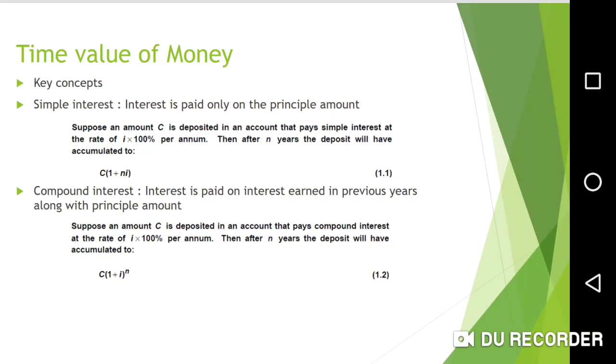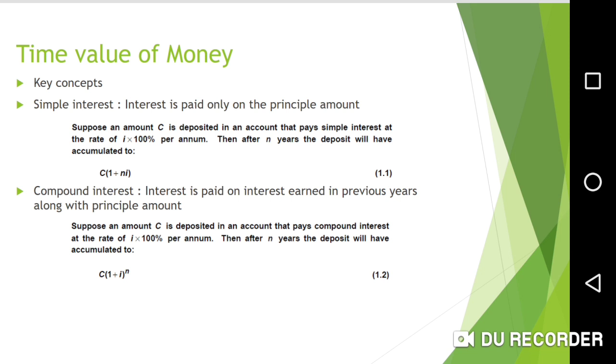Time value of money. This is one of the most basic concepts for all actuarial exams. Let us start with simple interest and compound interest. The major difference between simple interest and compound interest is that in the case of compound interest, the interest is paid on the interest earned in the previous years.